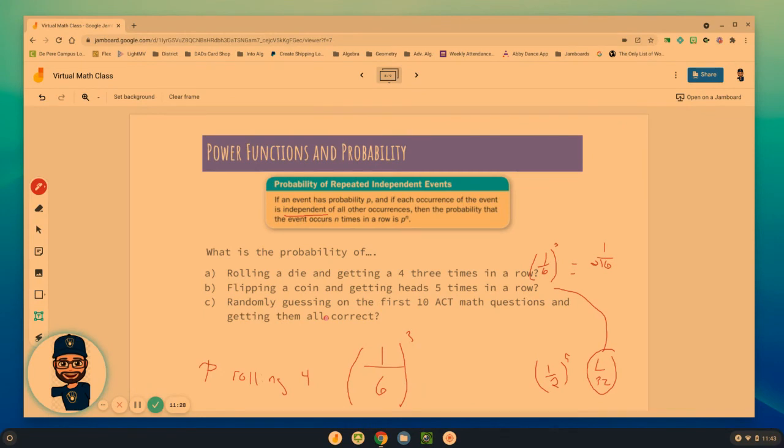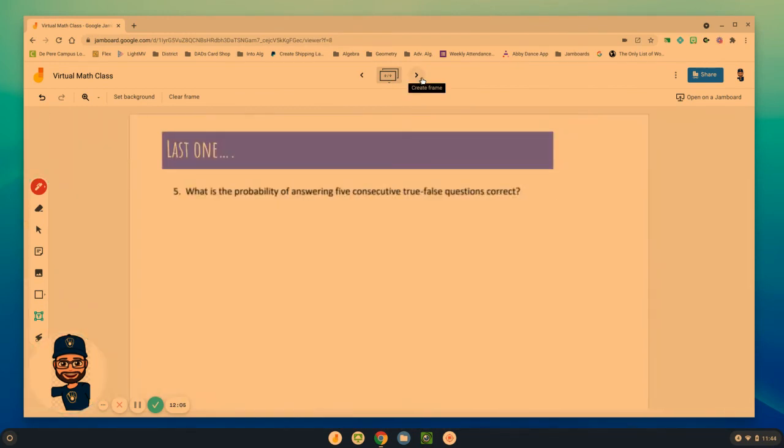What's the probability of randomly guessing on the first 10 ACT math questions and getting them all correct? Well, those of you that just took the ACT math, there were 5 answers. So guessing would give us a 1 out of 5 chance, because there were 5 possible answers to choose from, and we needed to guess 10 times in a row. So 1/5 to the 10th, right? But the idea here is that these are independent, right? I don't need to rely on the first one to get a result. Like I don't need to pick an ace and then pick another ace out of a deck of cards. And so let's see what this means for our last one today.